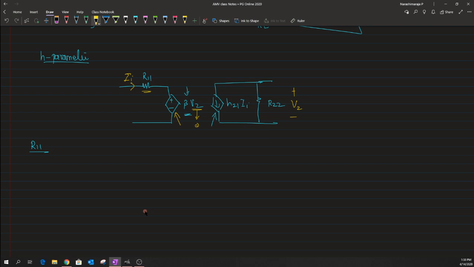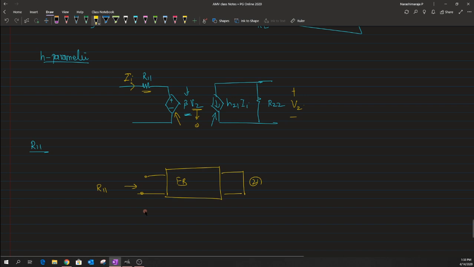So in order to do so, I first of all have to take this feedback network and make this V2 go to 0. That can be done by making a short circuit at port number 2. Whatever I calculate as an impedance will give us the value of this R11. Hope that it is clear.